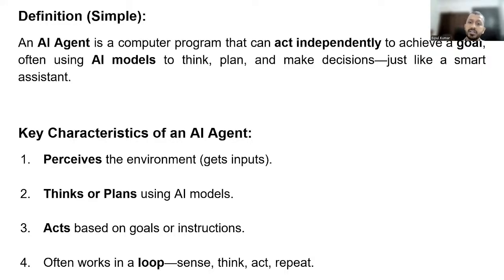Now, what are the characteristics of an AI agent? It perceives the environment, that means it takes the input from you. Thereafter, it will plan and think around whatever instruction you provide. That instruction it will try to analyze and understand, and based on that, it will act, and then it will give you the answer. So you may think, okay, this is what generative AI, like ChatGPT, is also doing. Obviously, it is also doing the similar thing. The difference is it is very much goal oriented.